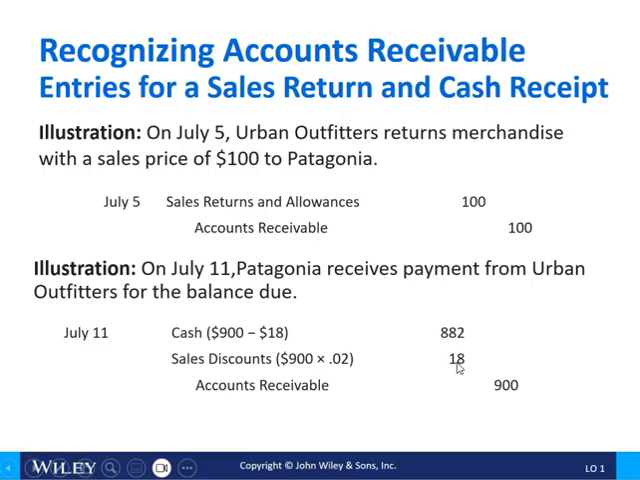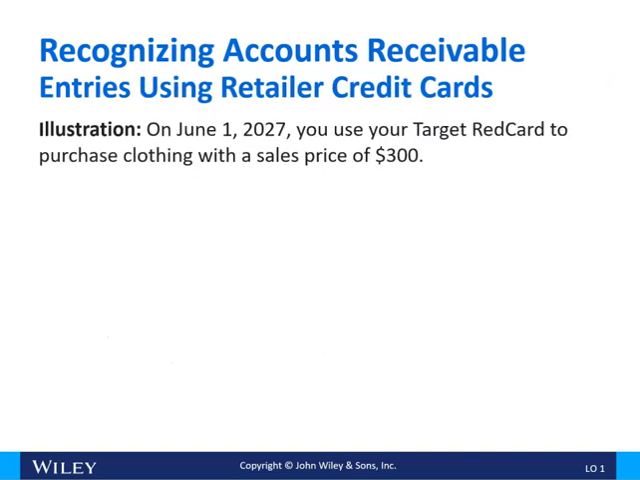Remember the terms were 2/10, net 30, so it was 2% if they pay within 10 days, which they did. So we take 2% of the $900, what is remaining to be paid, which gets us the $18 of sales discount that we debit to that account, and then we receive the rest, the $882 in cash, and we debit cash. Again, we've seen this entry in a previous chapter. We're just reviewing it a little bit and thinking about the accounts receivable side.